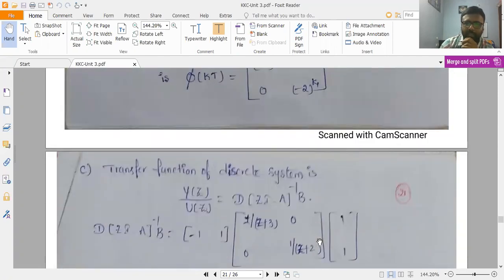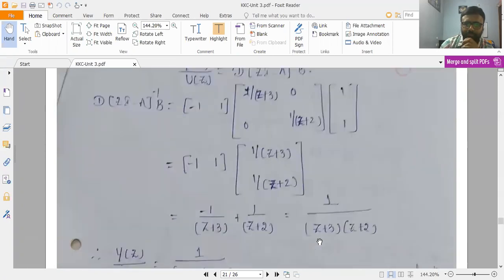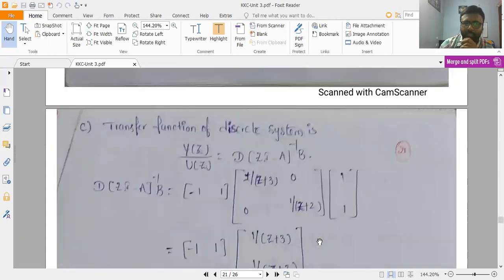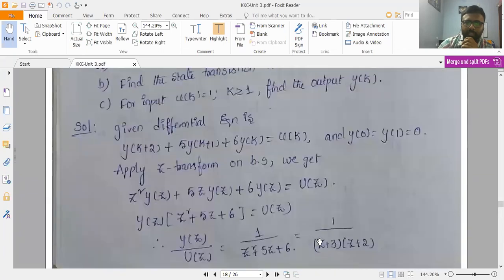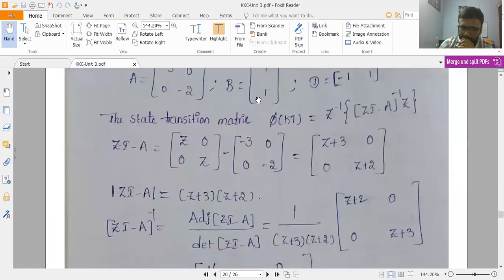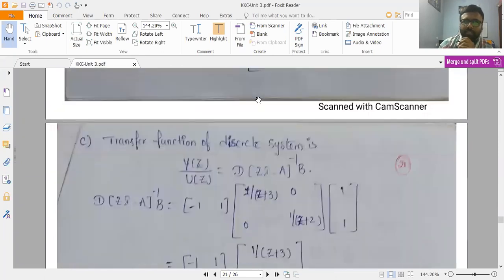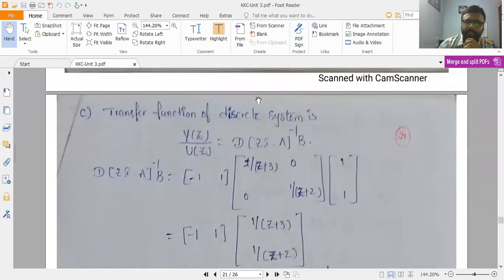Okay, and next we need to find out the output of the equation. That is, for the input u of k is equal to 1, find the output y of k. So the transfer function of the discrete system is taken from the given expression, that is y of z divided by u of z is equal to C into (zI minus A) whole inverse into B.